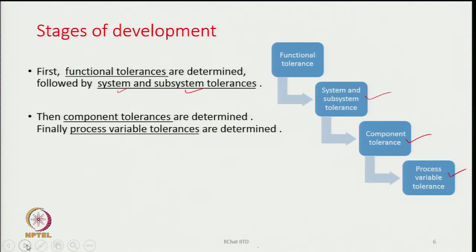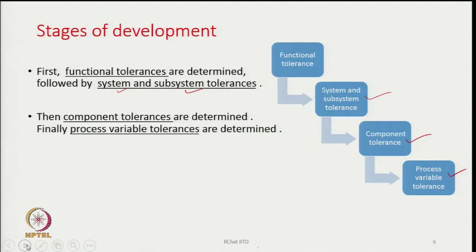So, in the development process, these are the stages: functional tolerance, from there we will go to system and subsystem tolerance, then we will go to the various components that you use to manufacture that product. Each and every component has a purpose, and therefore, keeping in mind that purpose, what sort of values we expect which will satisfy the requirement, that we need to find out, and how much tolerance to be given to that.